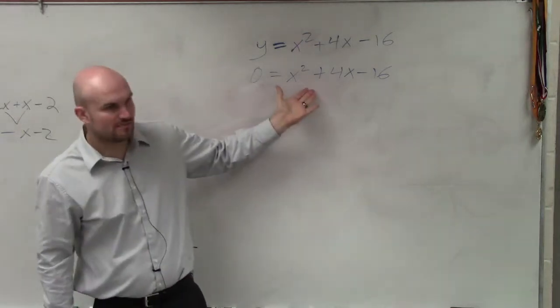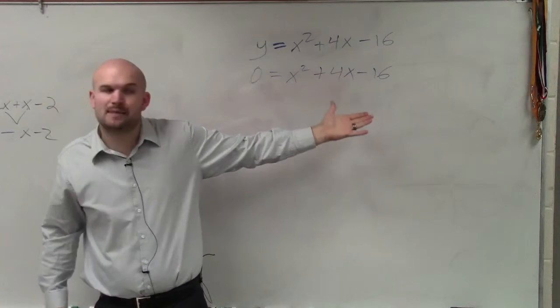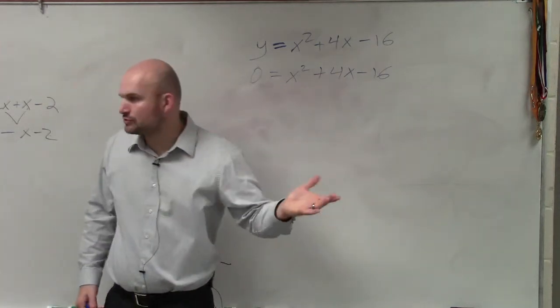Remember how we solved for x when we only had one term? We don't have one term, though. We have an x squared and an x, like the last example. So therefore, we can't use the square root method.